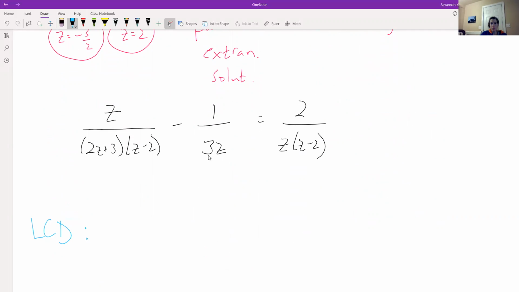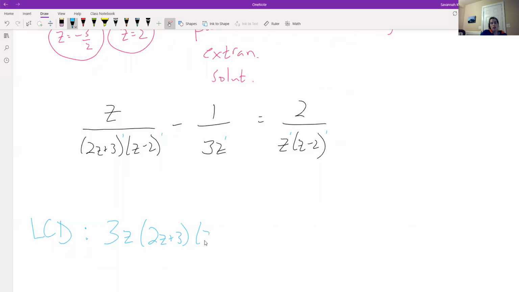I see that 3. There has to be a 3 in my LCD for that 3 to cancel it. I see some z to the firsts. And remember, the denominators have to cancel with the LCD individually. So the fact that there are 2z to the firsts, I just write that one time. There are some z minus 2 to the firsts. There is a 2z plus 3 to the first.